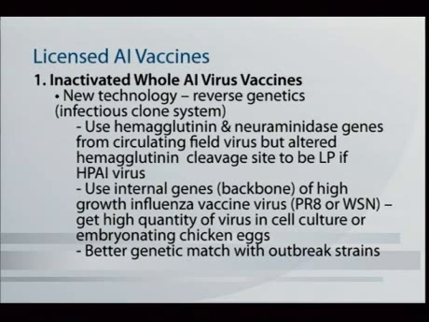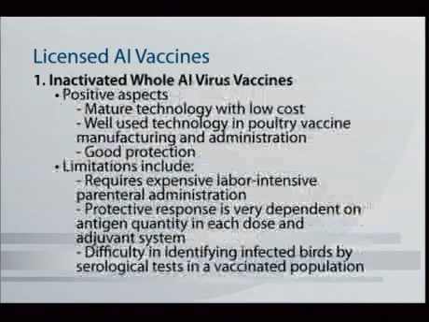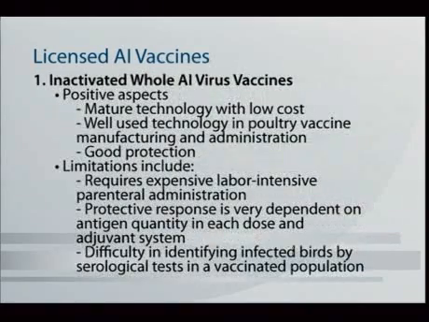By using this reverse genetic system, the advantage is it gives you a better genetic match with your outbreak viruses. Therefore, you should produce much better immunity that will last a longer period of time. There are many positive aspects of using inactivated whole avian influenza virus vaccines, including it's a mature technology with very low unit cost. It's a well-used technology, very familiar by poultry vaccine manufacturers, and there's widespread understanding of proper administration in the field. And these vaccines give good protection.